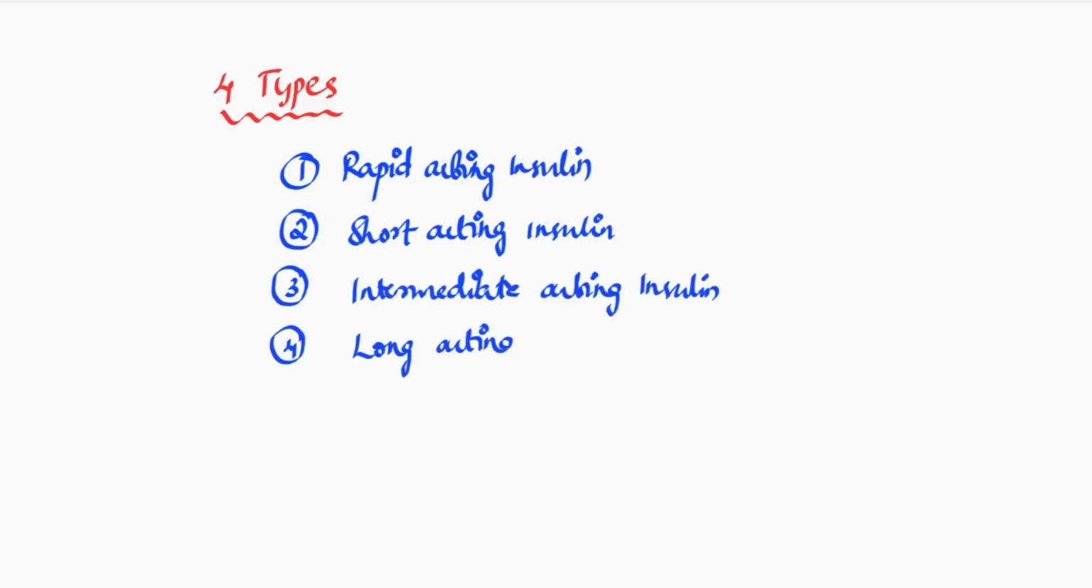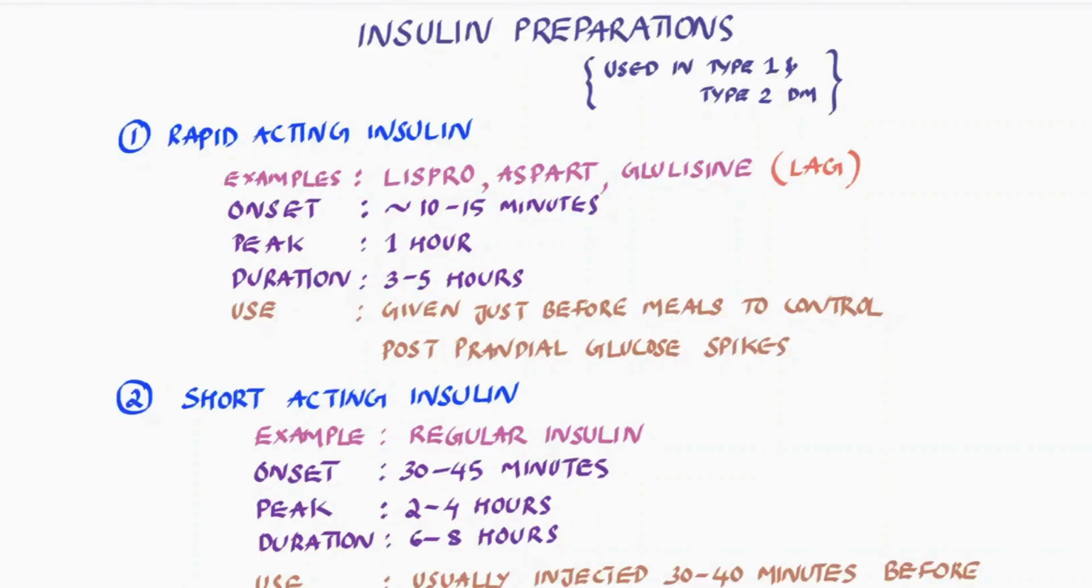Mainly, insulins are of four types: rapid acting insulin, short acting insulin, intermediate acting insulin, and long acting insulin. First, we will move on to the rapid acting insulin. The main examples of rapid acting insulin are Lispro, Aspart, and Glulisine. So you can remember them as LAG, LAG. So these are the insulins that act very fast.